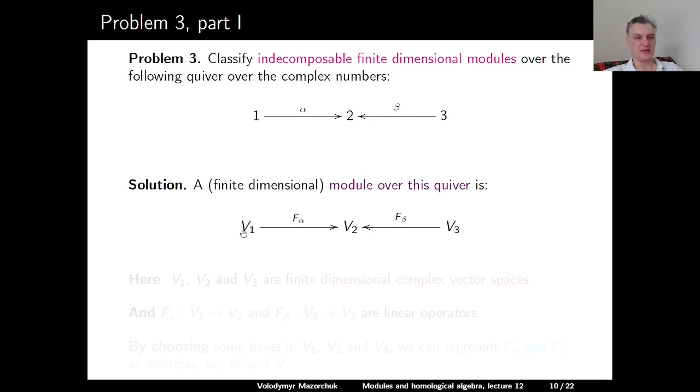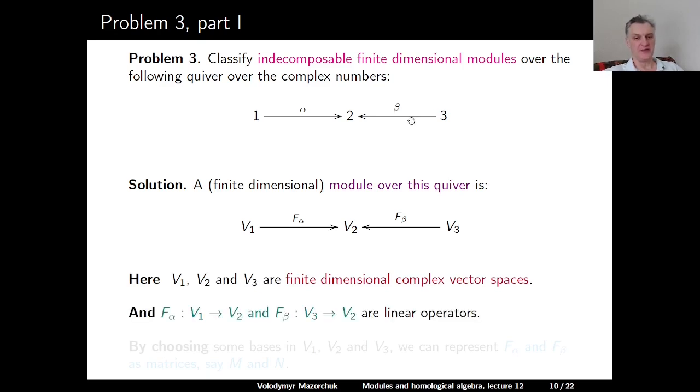So we have 3 vector spaces V1, V2, and V3, which correspond to our vertices 1, 2, and 3. We have the linear operator f alpha from V1 to V2, so this represents the action of alpha. And we have the linear operator f beta from V3 to V2, this represents the action of beta. V1, V2, and V3 are finite dimensional complex vector spaces, and f alpha and f beta are linear operators. By choosing some bases in these vector spaces, we can represent f alpha and f beta as matrices. So let us say that the matrix M represents f alpha and the matrix N represents f beta.